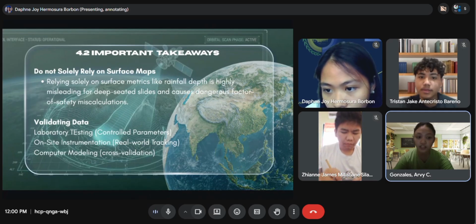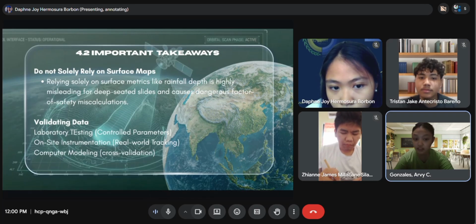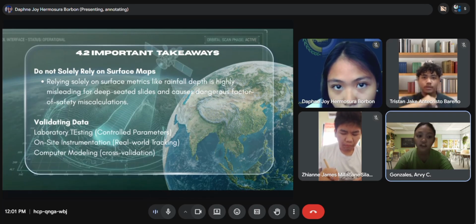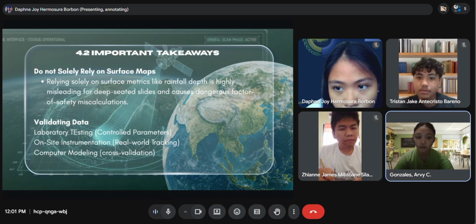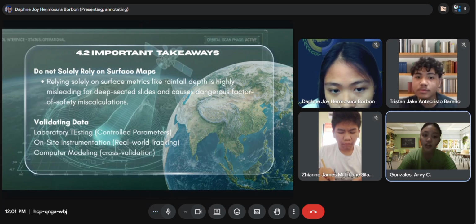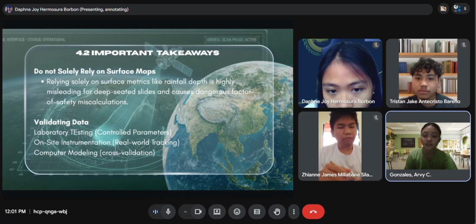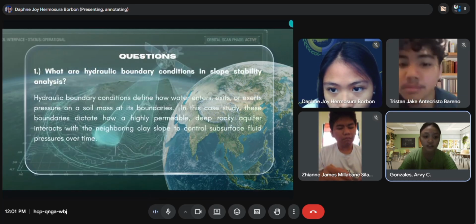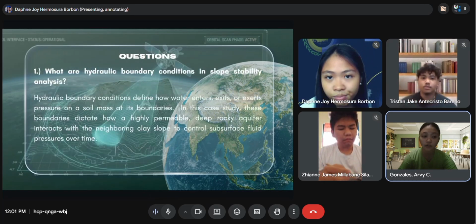So because of this, validating our data is an absolute necessity. To get an accurate, reliable assessment, we cannot look at data sets in isolation. We must combine and cross-validate using laboratory testing or the controlled parameter on-site instrumentation to capture the real-world tracking, and computer modeling to cross-validate. Now, let us answer the five questions given to us about our case study.